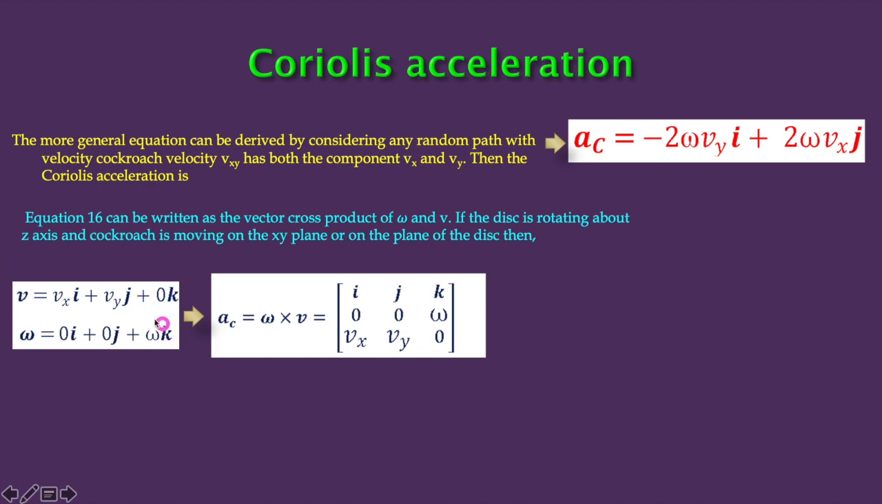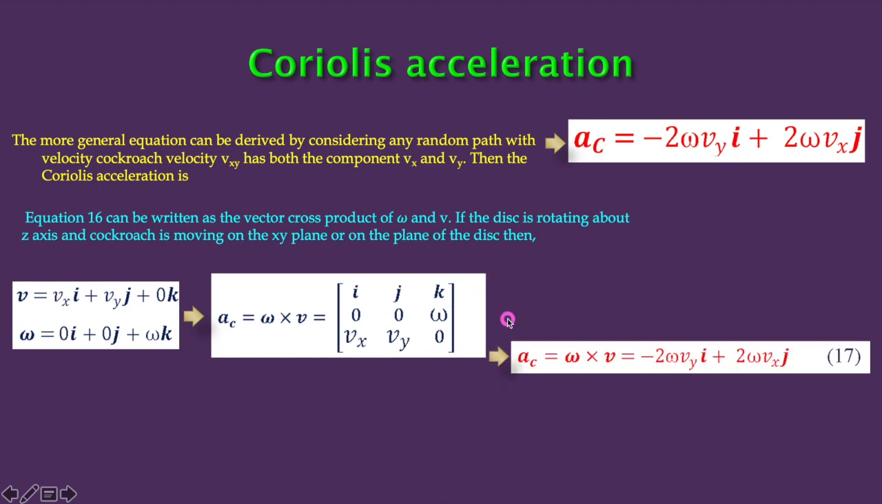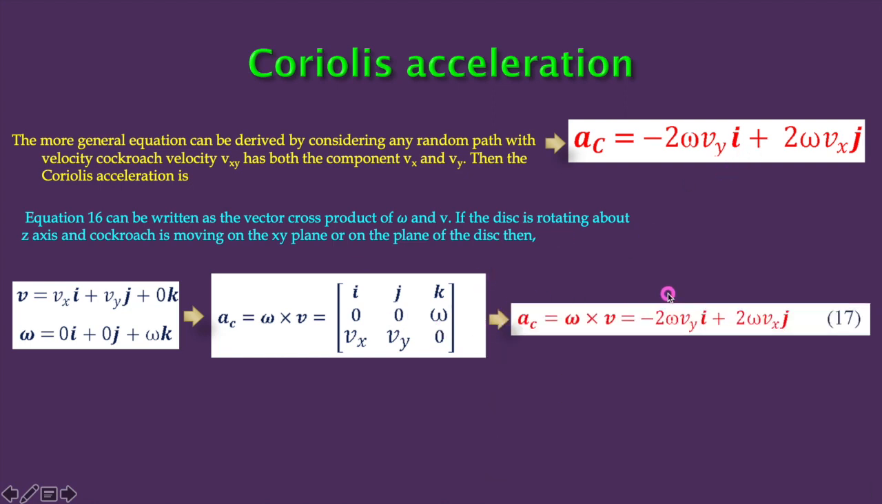Again, as it is rotating in the xy plane, the omega vector is in the direction of k, perpendicular to xy, meaning in the direction of z, where the unit vector is k. So omega equals 0i plus 0j plus k. So the Coriolis acceleration is omega cross v, which equals this equation. So from this cross product we know that it can be expressed as the cross product of omega and v.